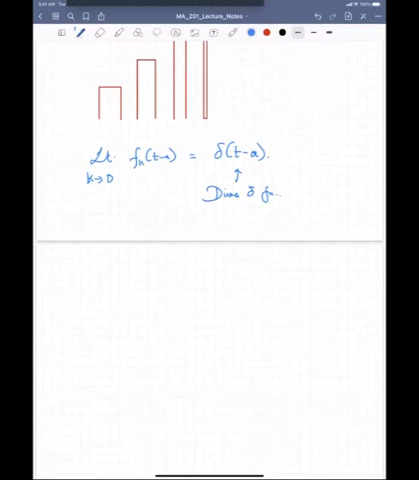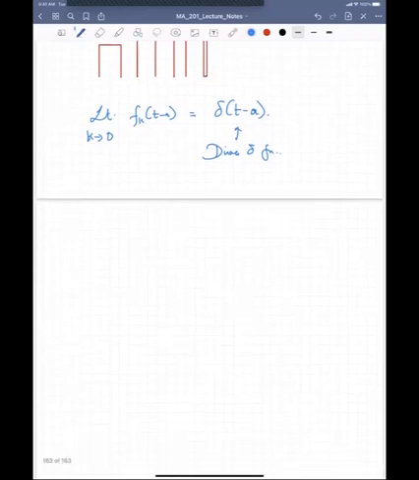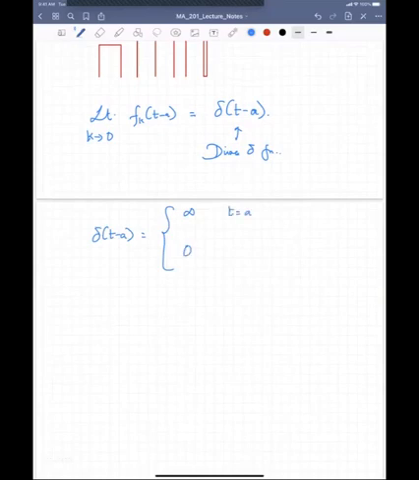For example, a Gaussian. You take a Gaussian and you keep squeezing it, and then the Gaussian is going to become a narrower and narrower peak, which in the limit is going to look like a delta function. So there are many ways in which you can understand this as a limit of certain other functions. The formal way to write down what a delta function is: delta of t minus a equals an infinitely high peak at t equals a and 0 otherwise.